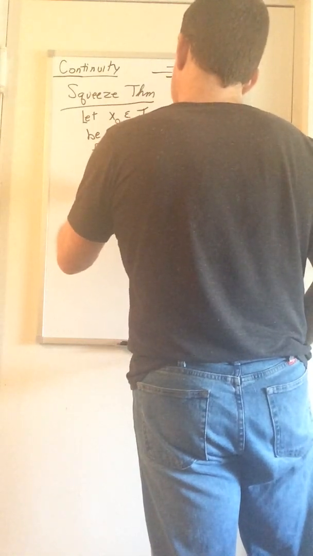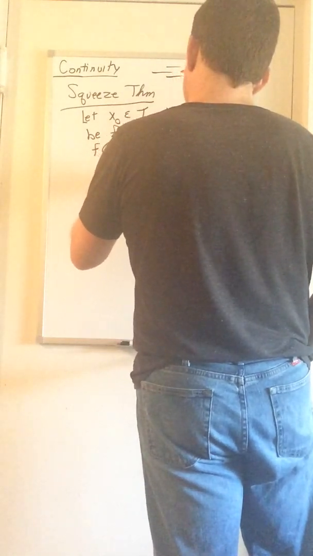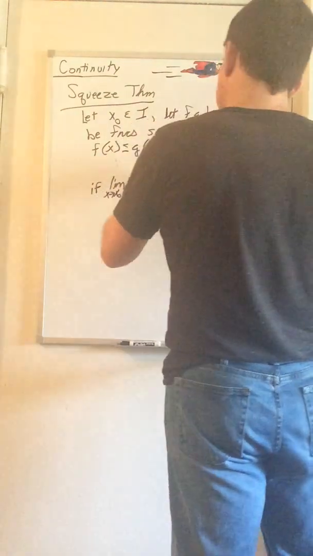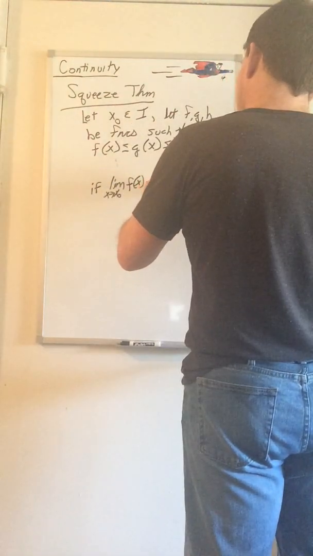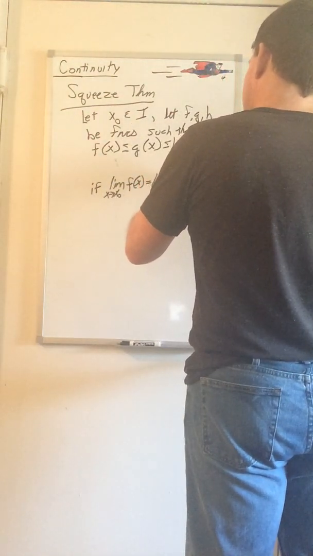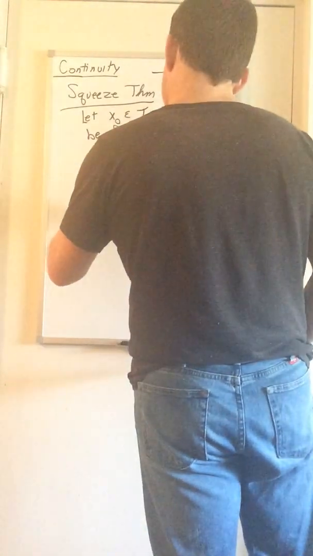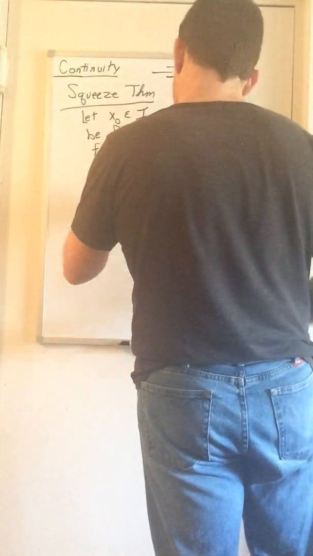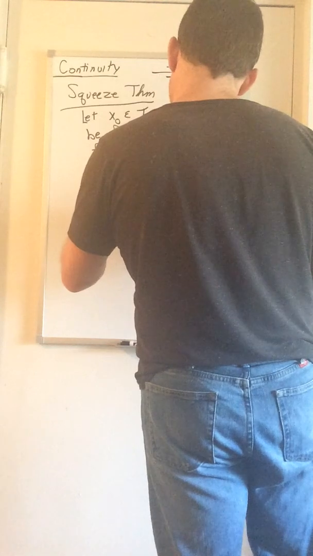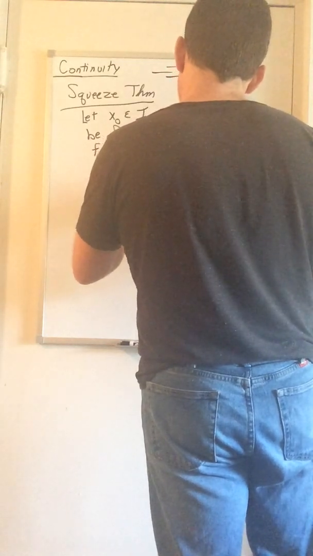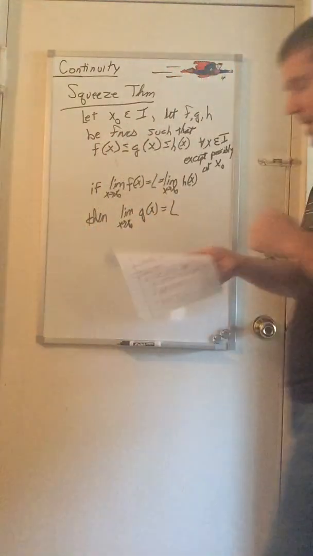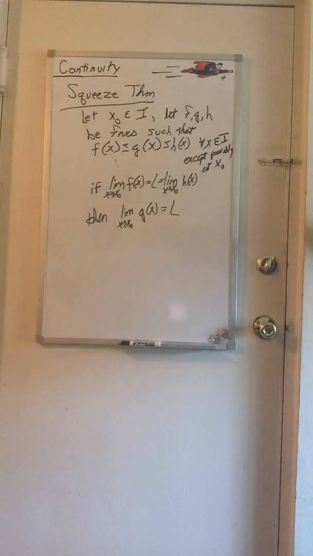If the limit as x approaches x sub 0 of f of x equals L, which is equal to the limit as x approaches x sub 0 of h of x, then the limit as x approaches x sub 0 of g of x is equal to L. Okay.